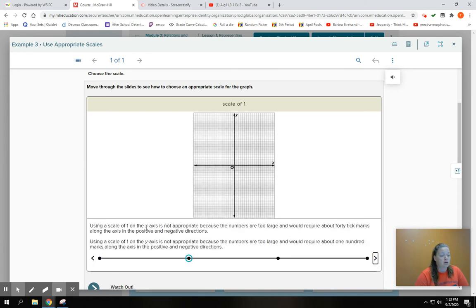Using a scale of 1 on the x-axis is not appropriate because the numbers are too large and would require about 40 tick marks along the axis in the positive and negative directions. Right? It makes it really, really tiny. Same thing with the y-axis, right? Really, really tiny.